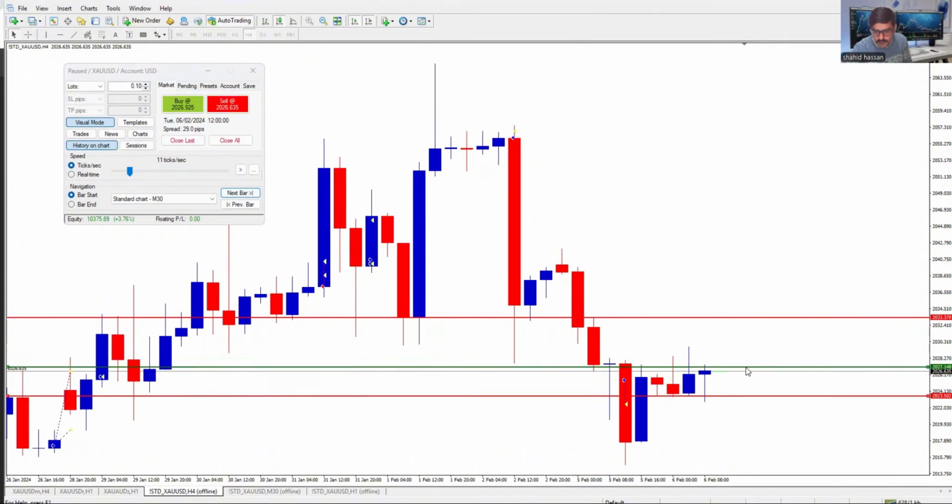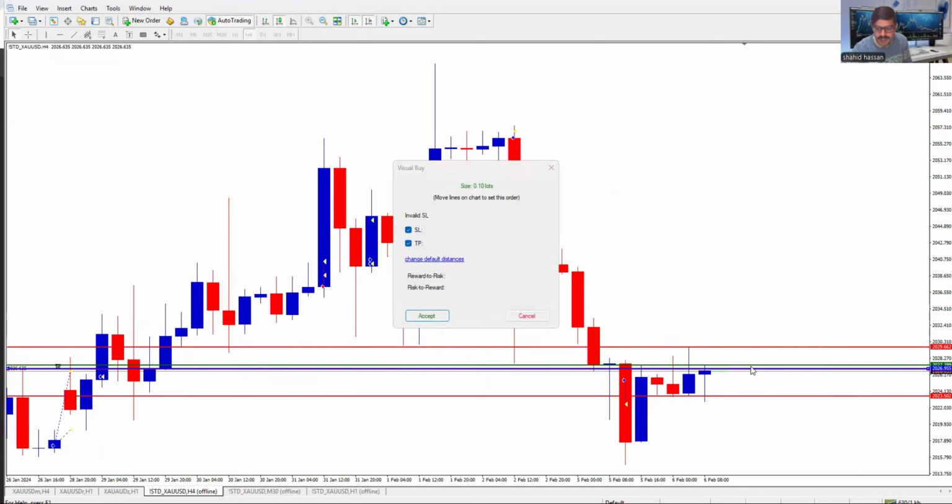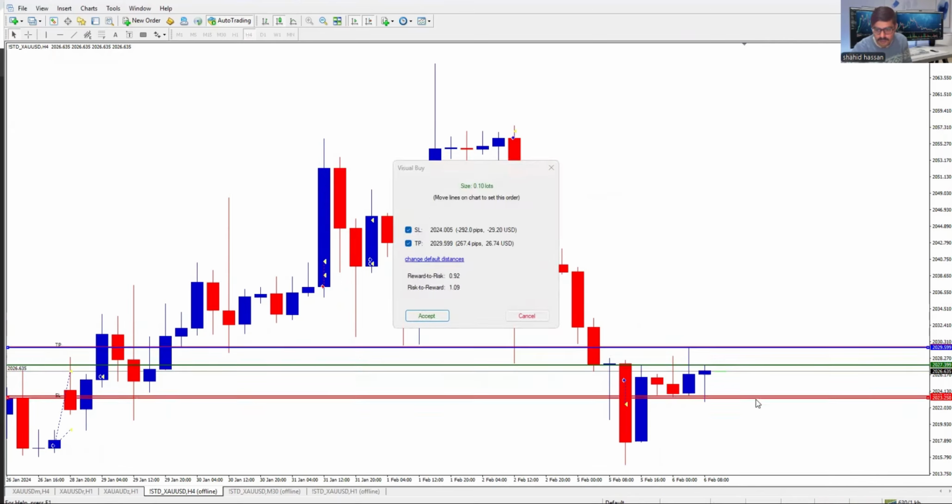Okay, from here let us start it again. Let us see what the market does. Let us look at the market session. The session is still going on. The night is going on.